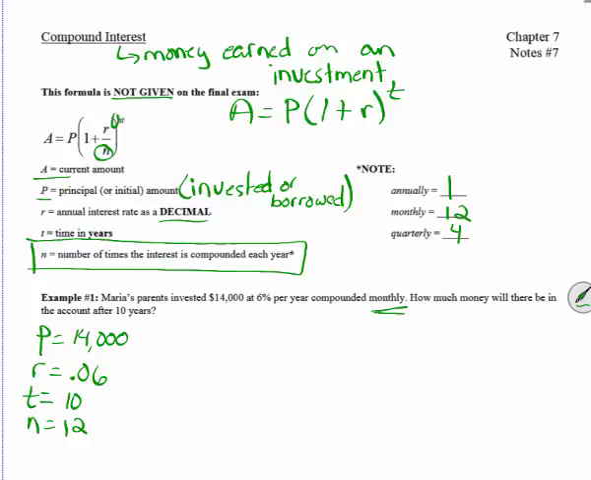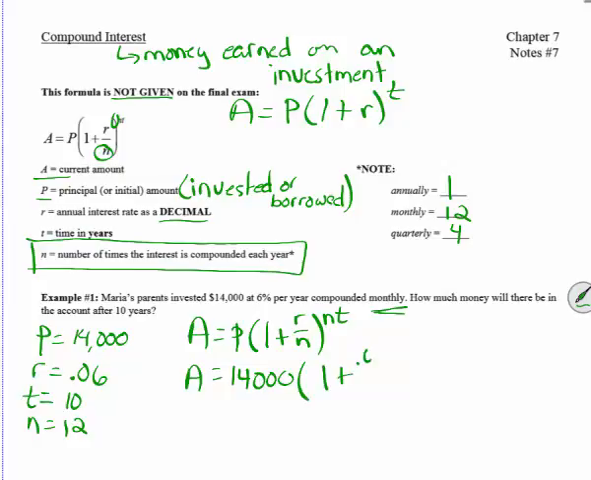So now it's just a matter of plugging all that into your formula and putting it in your calculator. So we're going to start with our formula, 1 plus R over N to the NT. So P is our $14,000. R is 0.06 divided by 12. And then this is 12 times 10. So you can do this all in one big formula in your calculator, but you have to be very careful how you're doing it.